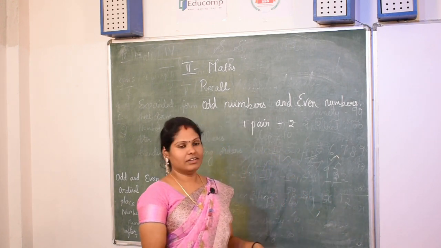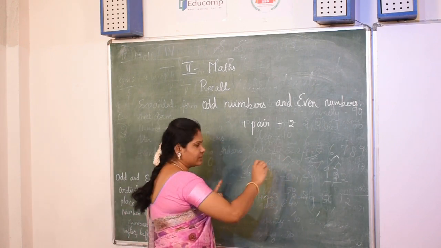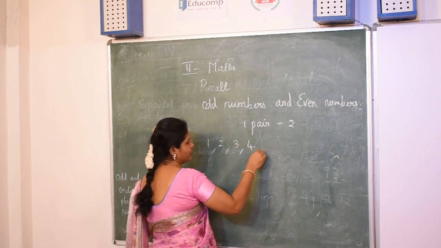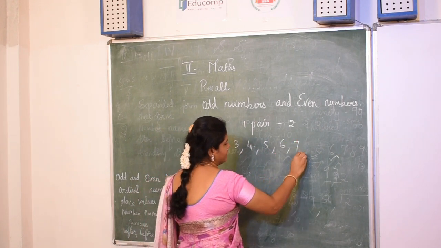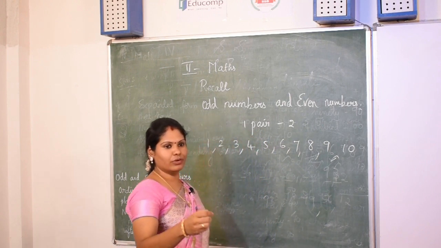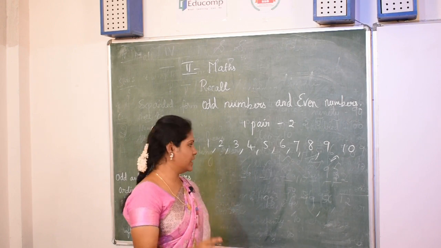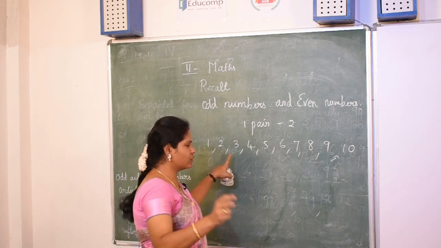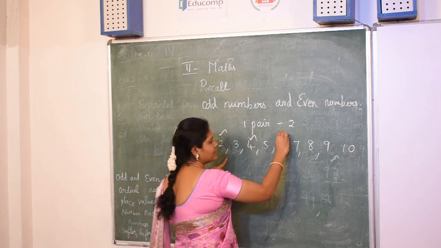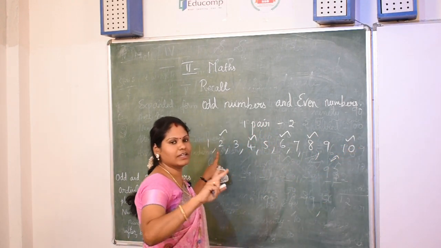Okay, so first write the number. Can you write the numbers in sequence? 1 2 3 4 5 6 7 8 9 10. I told you the even number will start in pairs. We have to divide the numbers into pairs. What is a pair? A pair is 2. So first start from 2. Next one is 4. Next one is 6. Next one is 8, and the last one is 10. These are the even numbers, leaving 2 numbers each time.